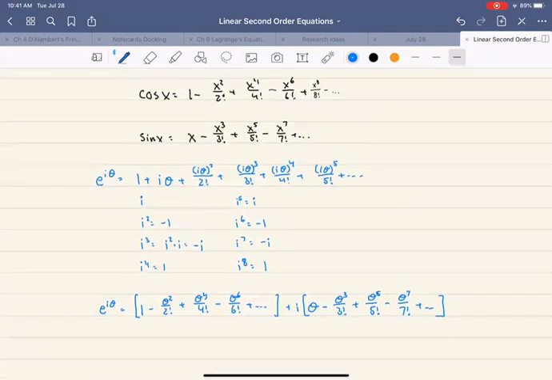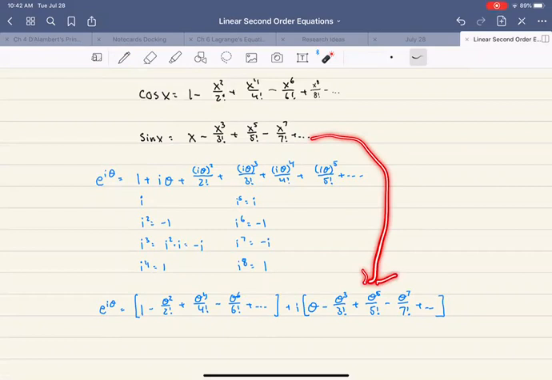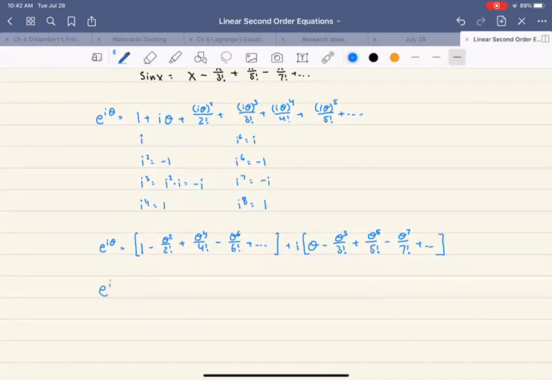But wait, look. This series is right here, and this series is right here. So that's where you get e to the i theta equals cosine theta plus i sine theta. And that is our famous Euler formula. It's one of the most useful formulas you'll ever see. All right, we'll be back with solving differential equations with complex roots next.